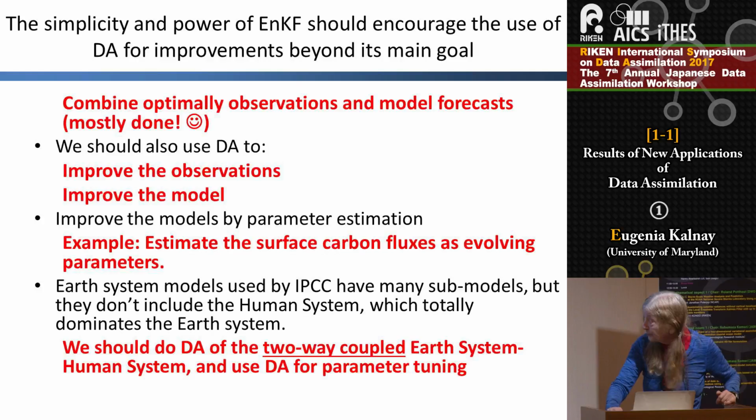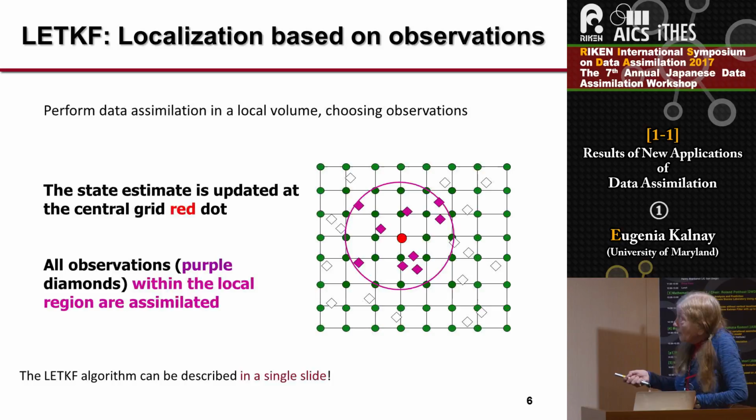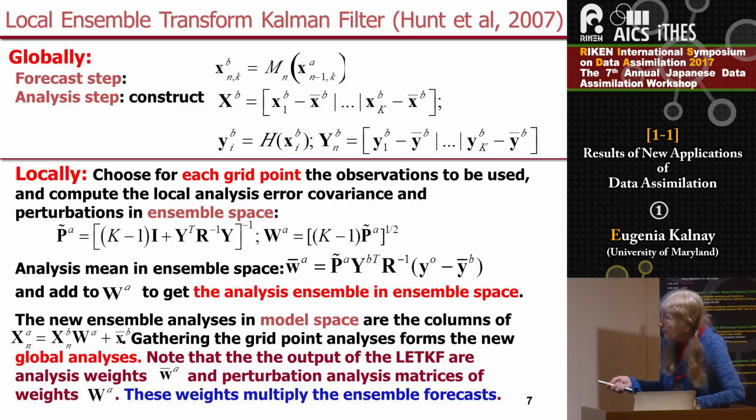So we have been using the LETKF, and you all know these figures. The LETKF was different from other ensemble forecast systems because the localization is based on the observations. When we do the data assimilation for a grid point, we choose the localization by choosing the observations. And it's remarkable because it's such a simple idea: we do a global forecast and then construct perturbation matrices and then compute the predicted observations and their perturbation matrices.